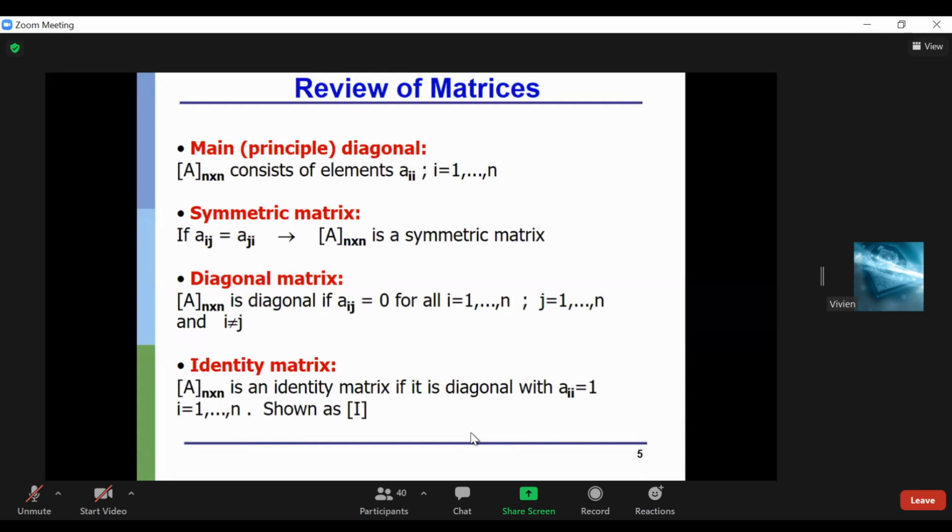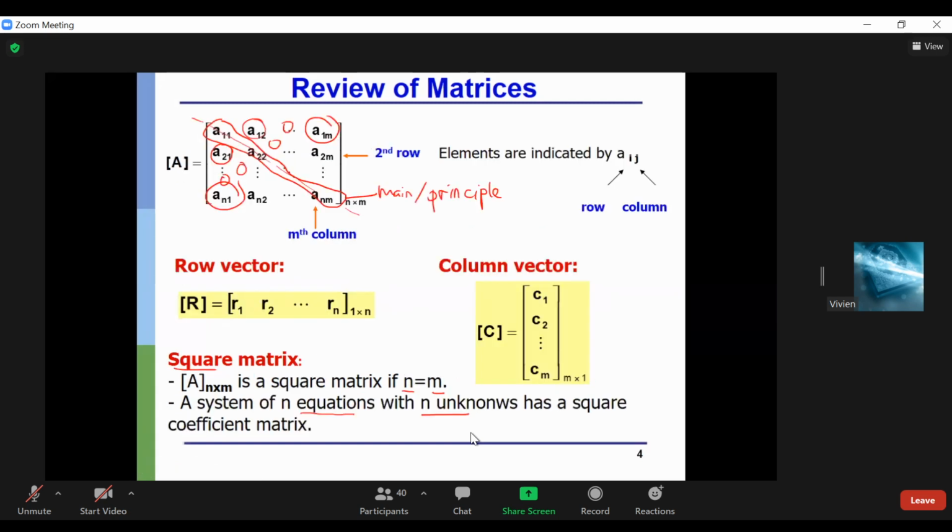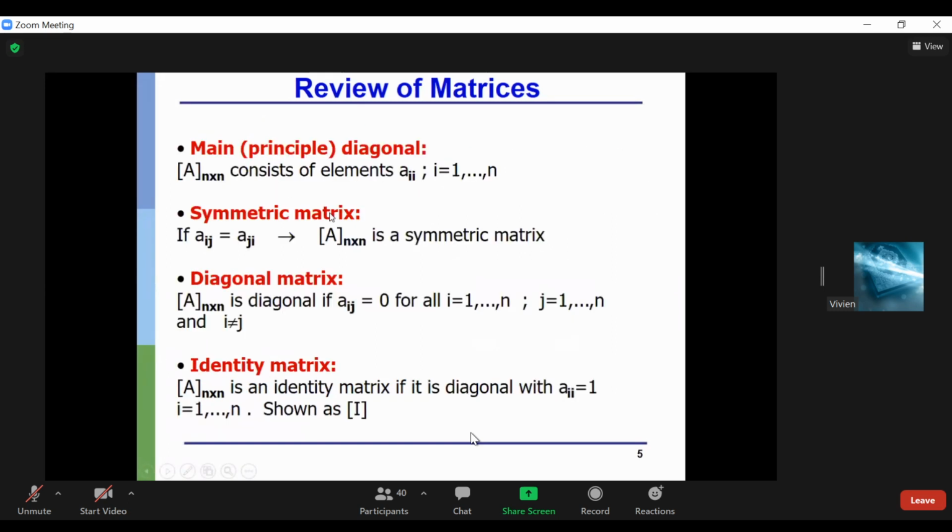And we have the term diagonal matrix, if the matrix contains all zeros except the elements in the diagonal. So if we have a diagonal matrix, it means that all the values here will be zero except the diagonal elements. And we have the term identity matrix if we have a diagonal matrix in which all the diagonal elements are filled with one. And this identity matrix is called I. This is the example of an identity matrix.